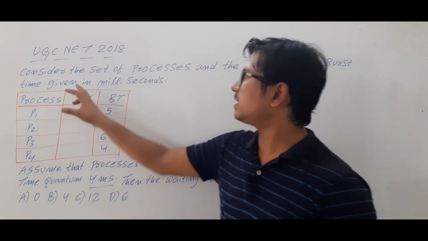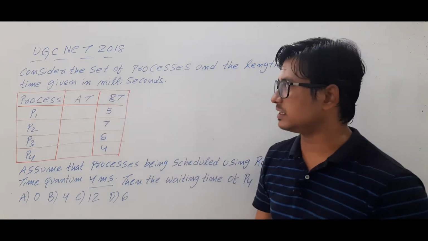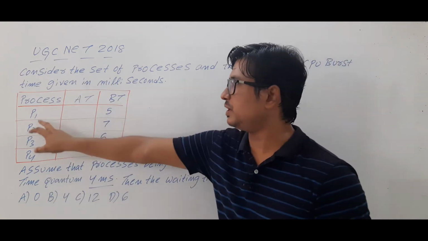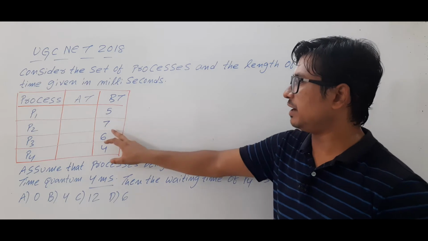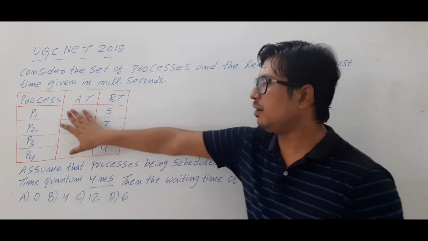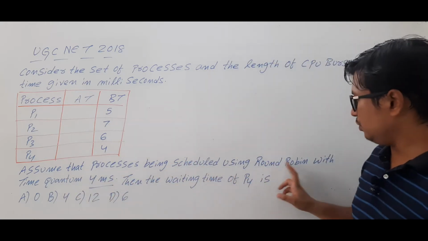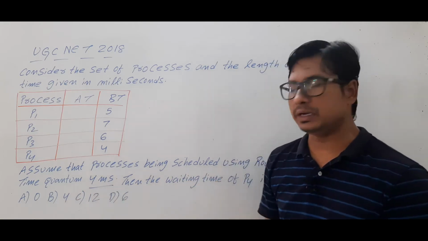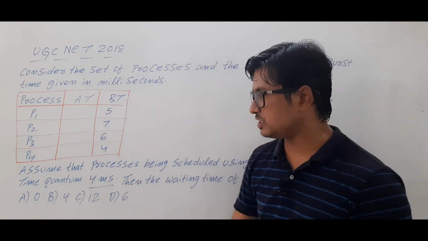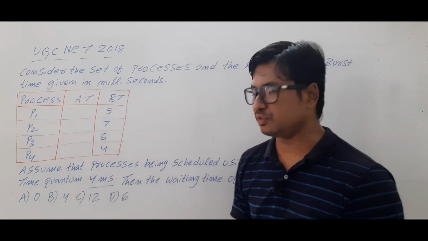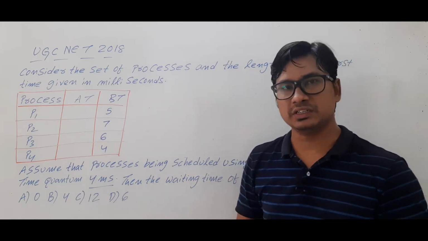Look at the question. Consider the set of processes and the length of CPU burst time given in milliseconds. They have given 4 processes such as P1, P2, P3, P4 and the CPU burst times in milliseconds as 5, 7, 6, 4 respectively. They have not provided the arrival time. Assume that processes are being scheduled using round robin with time quantum as 4 milliseconds. Then the waiting time of process P4 is, they have given 4 options. Option A is 0, option B is 4, option C is 12, option D is 6. So we need to solve the question and find out what the right answer is.